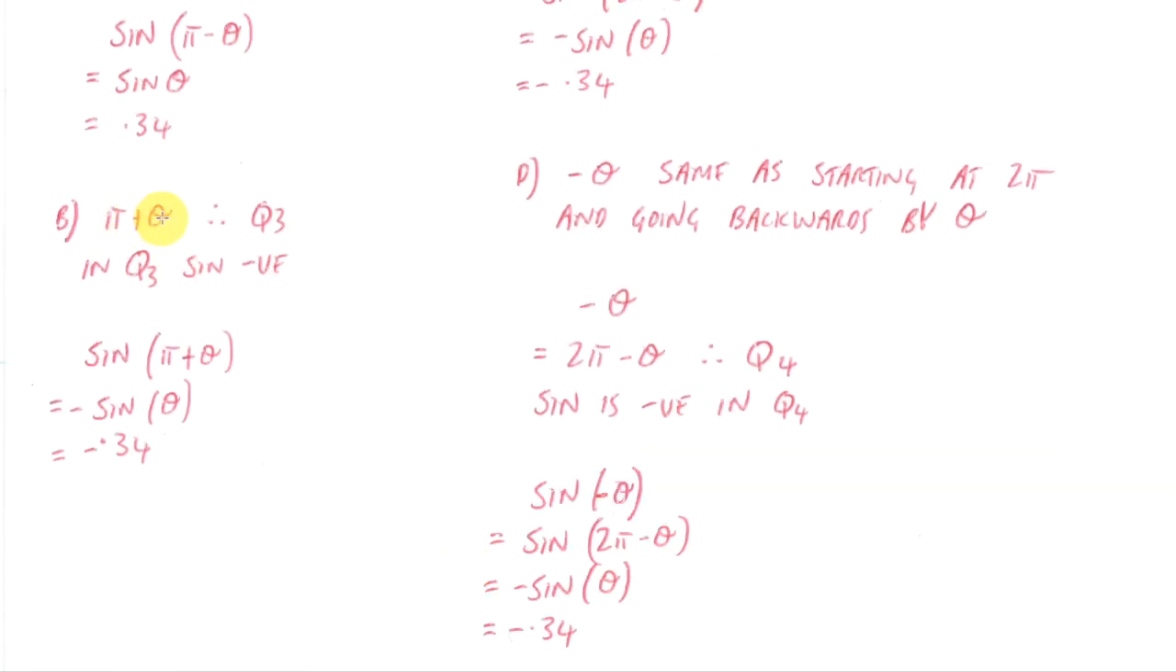So pi plus theta, we're in quadrant 3. In quadrant 3, sine is negative. So sine of pi plus theta is the same thing as having negative sine of theta. And from the actual question, sine of theta is 0.34, so it's negative 0.34.